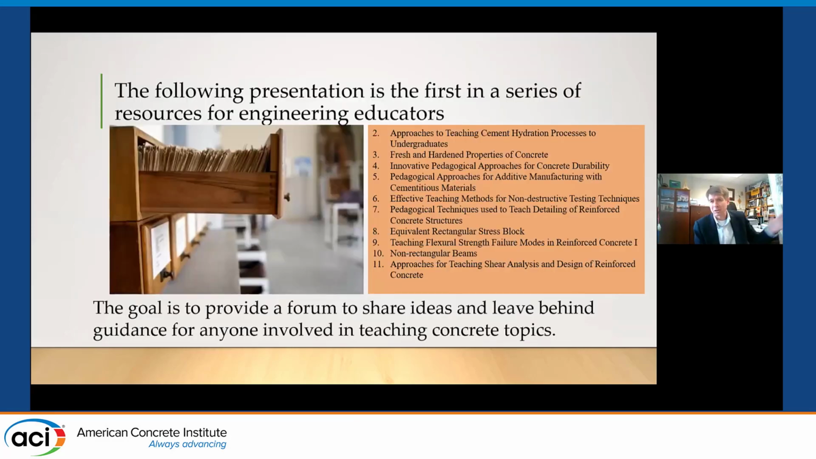So to begin with, this is just a first in a series. As Chris just mentioned, there's a whole bunch of different topics that are coming up. You see this outline here to the right. It's 10 more topics in addition to this one. And the goal is really on this presentation to set the stage for the coming presentations that follow.